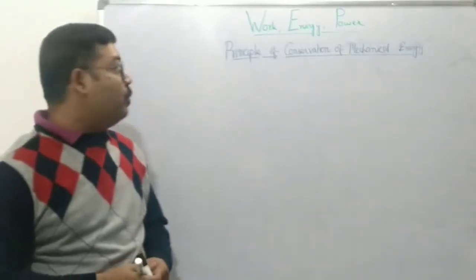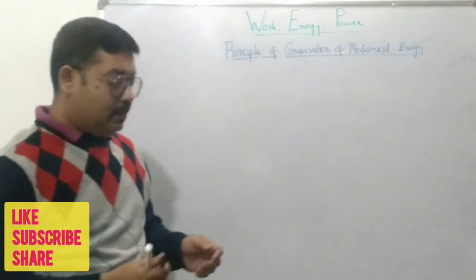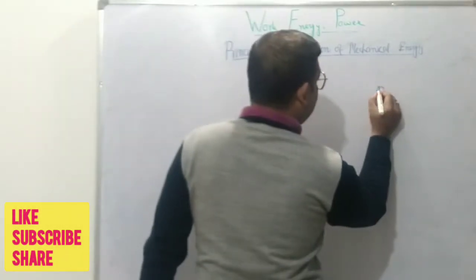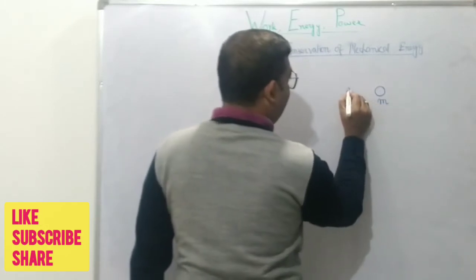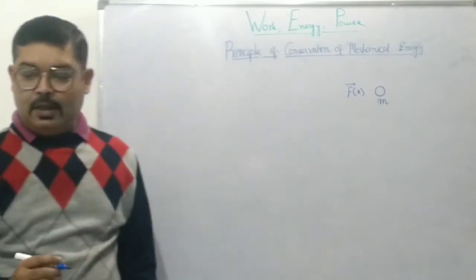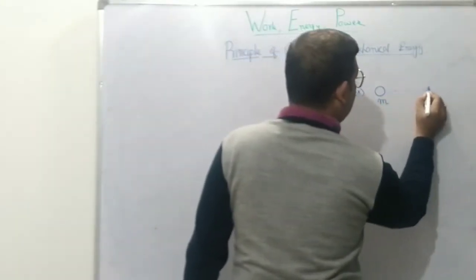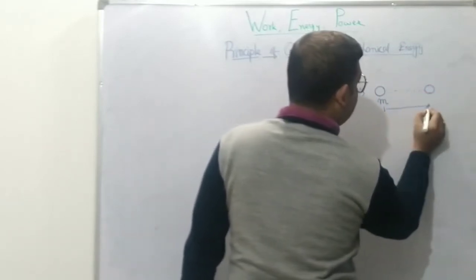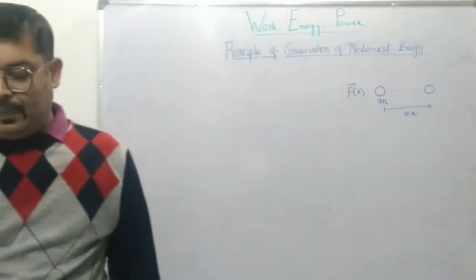Today we will be taking up the important topic of principle of conservation of mechanical energy. Let's start by assuming that there is a body of mass m and a force F of x on it along the positive x direction. So this force is going to displace the object along the x-axis, and it will end up at this position. Let's say this displacement is delta x, a small displacement we are considering.